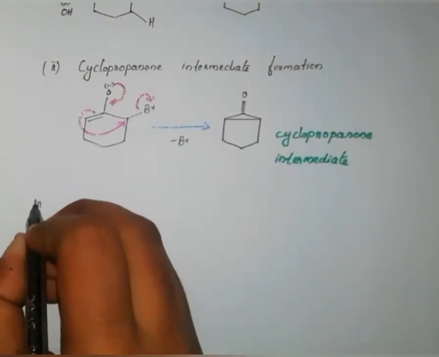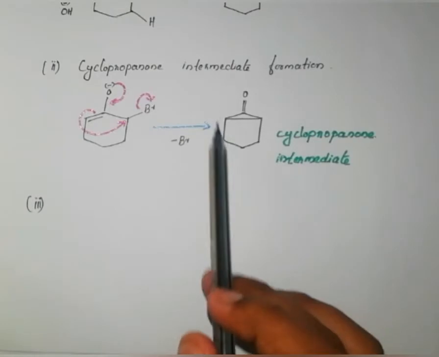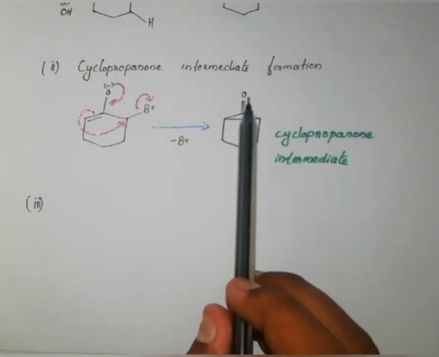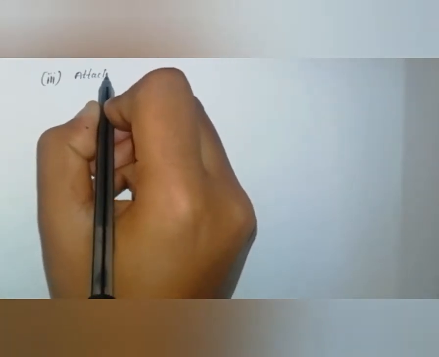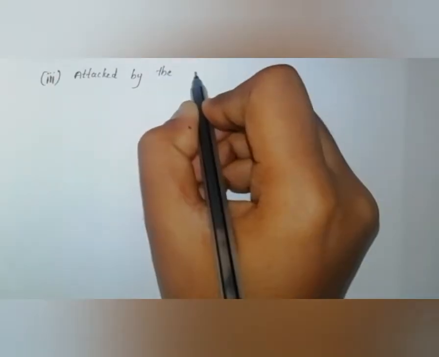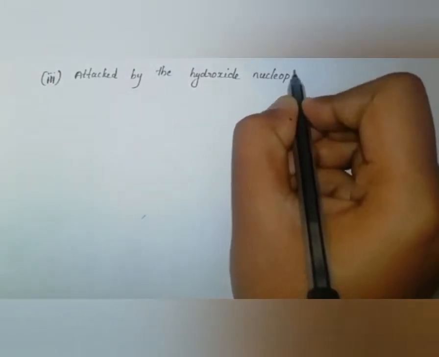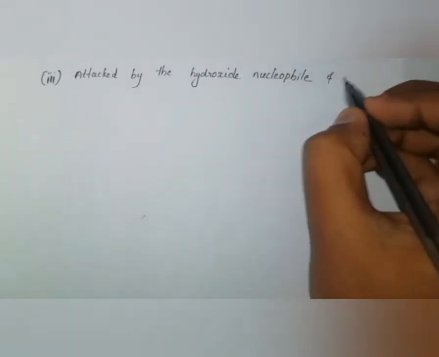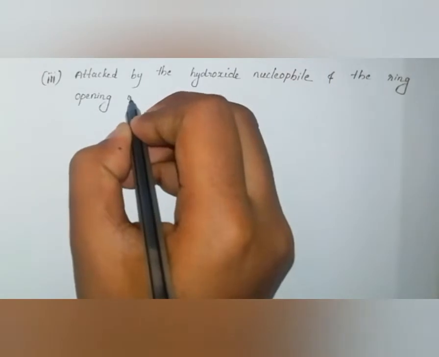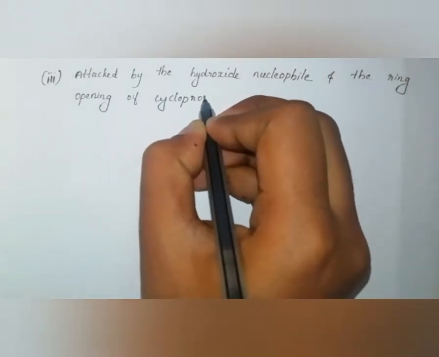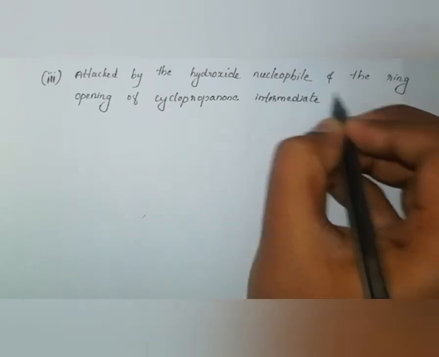The third step is the ring opening. The cyclopropanone ring is attacked by a hydroxide nucleophile, and then the ring opening of the cyclopropanone intermediate takes place.